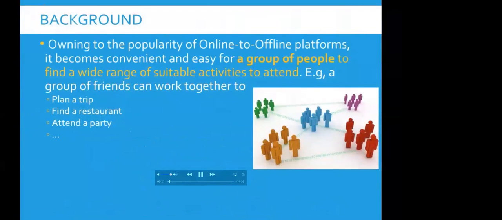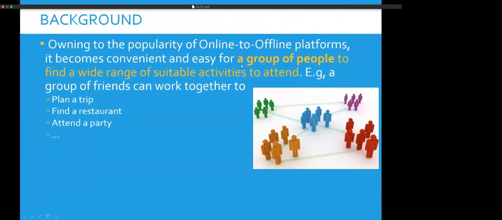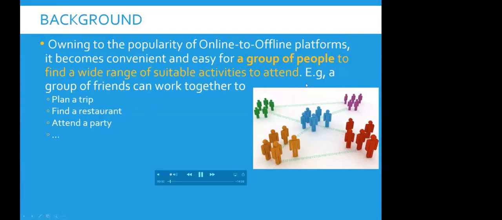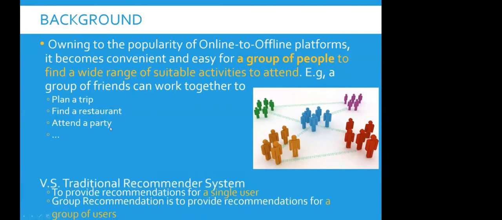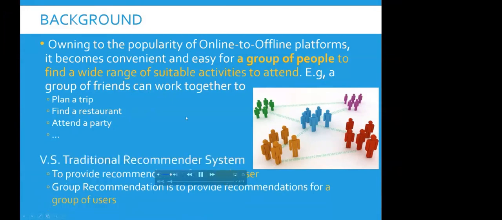Nowadays, owing to the popularity of online to offline platforms, it becomes convenient and easy for a group of people to find a wide range of suitable activities to attend. For example, a group of friends can work together to plan a trip, find a restaurant, or attend a party. Compared with traditional recommendation systems, which aim to provide recommendations for a single user, group recommendation is to provide recommendations for a group of users.